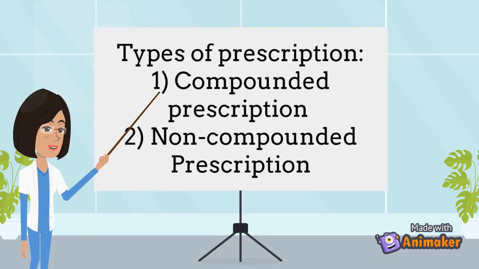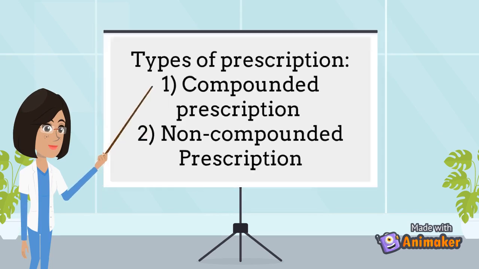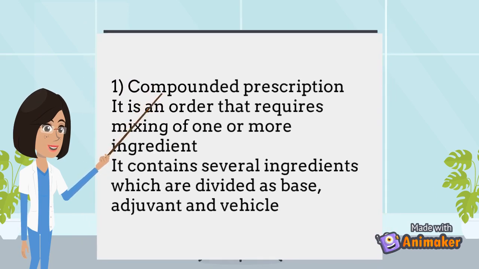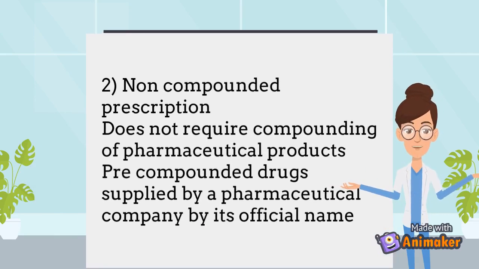There are two types of prescription. First, the compounded prescription, and second, the non-compounded prescription. Compounded prescription is an order that requires mixing of one or more ingredients. It contains several ingredients, which are divided as base, adjuvant and vehicle. Non-compounded prescription does not require compounding of pharmaceutical products. Pre-compounded drugs are supplied by a pharmaceutical company by its official name.